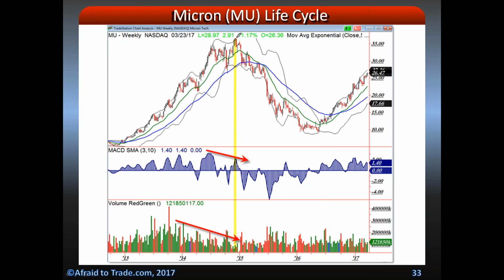So then we start to go into 2015 at the 35 per share level. What's going on? What's up? What's happening?